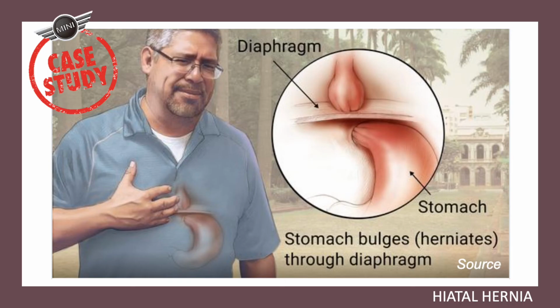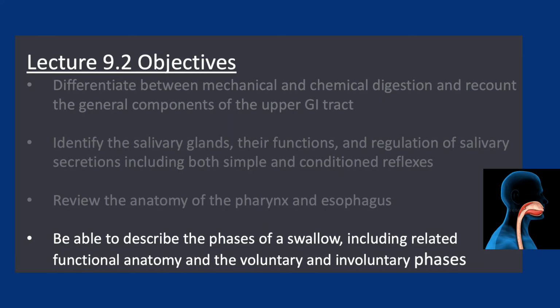Quick mini case study. A hiatal hernia is a condition in which the upper part of the stomach herniates or bulges through the opening in the diaphragm, so through that esophageal hiatus. Hence, we call this a hiatal hernia. Symptoms are fairly mild. They include heartburn, some chest pain, or maybe some abdominal pain, and some people don't feel anything at all. And we'll finish by looking at the different phases that are involved in a simple swallow.